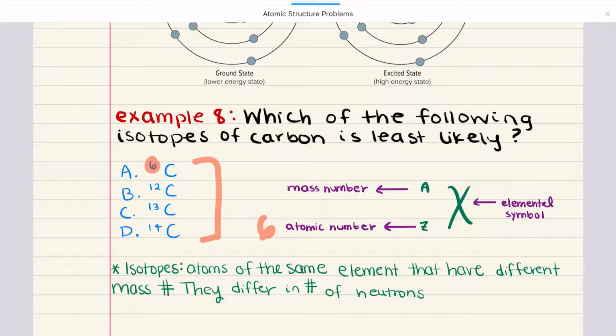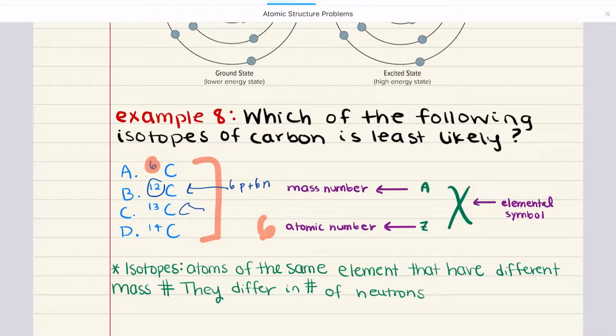Almost all atoms that have an atomic number greater than 1 have at least 1 neutron. So let's keep that in mind as we go through the answer choices. I actually want to start with B first. So carbon 12. This is the most common isotope of carbon. It has a mass number of 12. So that means it has 6 protons plus 6 neutrons.